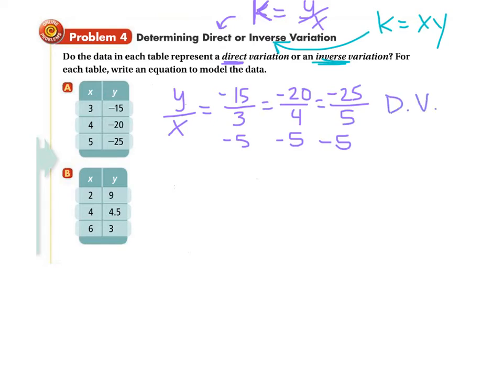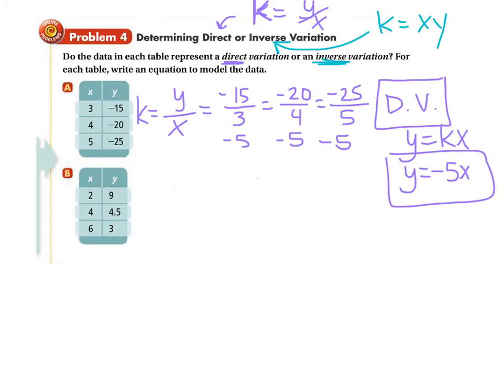Okay, direct variation. That means now I can write the equation. Well, here's the cool part. What is the ratio of y to x? That's k. So if I go back and I look at my direct variation stuff, it's y equals k times x. So I'm just going to plug in the negative 5. So y equals negative 5x. And that's my equation for a direct variation. And in this case, it is direct. There's my equation.